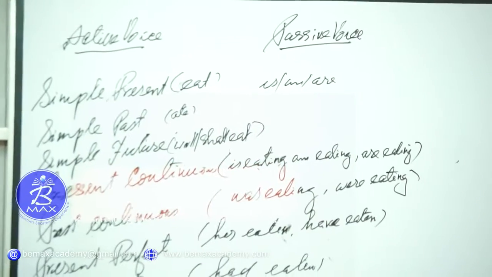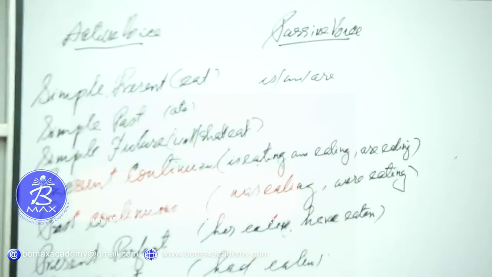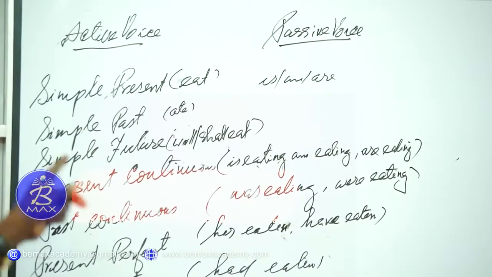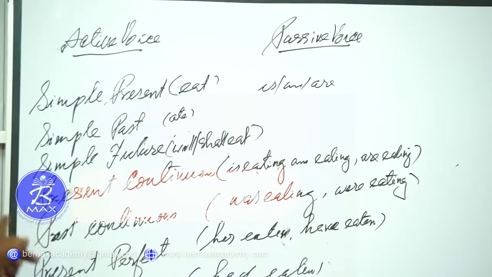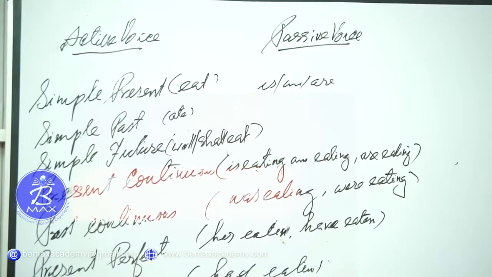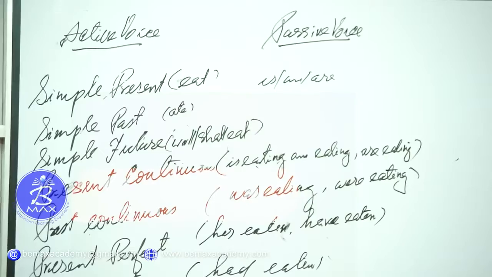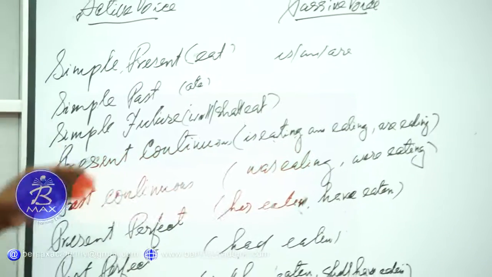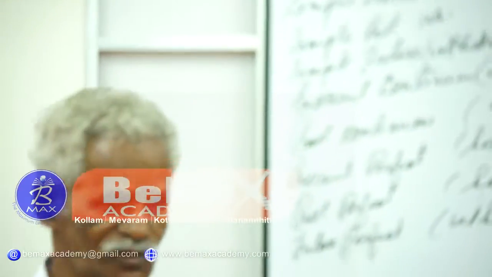If you go through the tense forms, we come across these special tenses: simple present, past simple, future simple, present continuous, past continuous, and present perfect, past perfect, and future perfect. Only these tense forms are used in the passive voice.